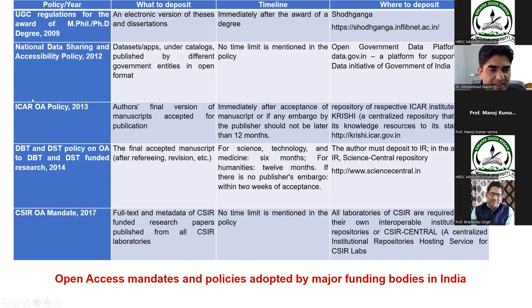Then the first open access mandate and open access policy was adopted by the Indian Council of Agricultural Research in 2013, where the authors' final version of manuscripts accepted for publication can be deposited in the institutional repository of ICAR, called Krishikosh, the centralized repository that provides the facility of storing and providing access to publications in the field of agricultural sciences. This is to be done immediately after acceptance of the manuscript; if there is any embargo by the publisher, it should not be later than 12 months. So either we can submit immediately to the Krishikosh repository, or wait for the embargo period if there is one, but not later than 12 months. This is the mandate policy of ICAR.